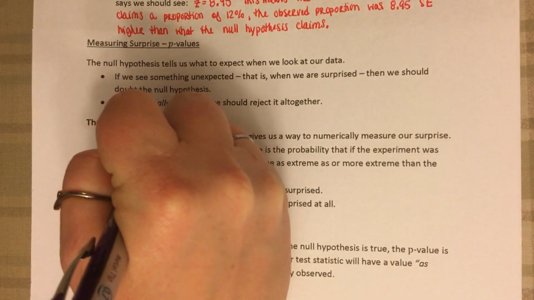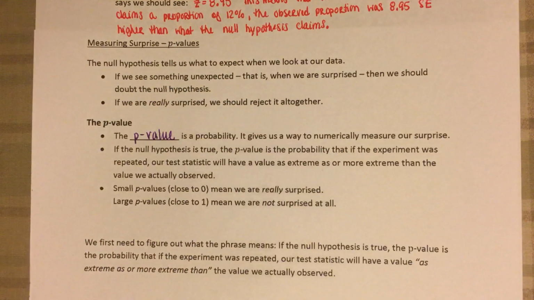Our p-value is a probability. It gives us a way to numerically measure our surprise, just like our z-scores gave us a way earlier in this course to measure how unusual a value was. If the null hypothesis is true, the p-value is the probability that if the experiment was repeated, our test statistic will have a value as extreme or more extreme than the one we actually observed. So small p-values, very close to 0, mean we are really surprised. Large p-values close to 1 mean we are not surprised at all.